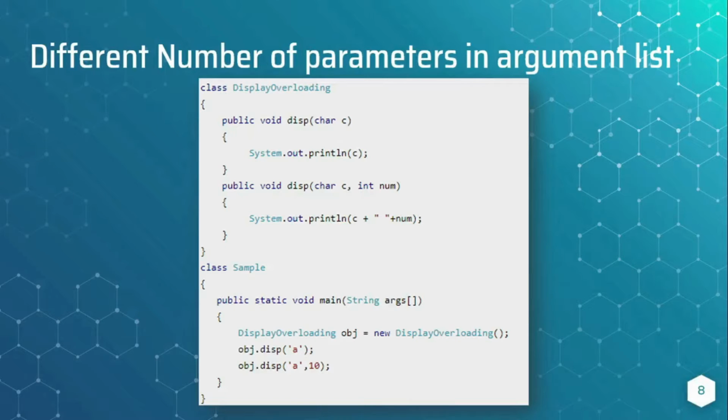Different number of parameters in the argument list. This example shows how method overloading is done by having a different number of parameters. In the above example, method disp is overloaded based on the number of parameters. We have two methods with the name disp, but the parameters they have are different. Both are having a different number of parameters. Based on our code, our output will be "A" followed by "A 10".